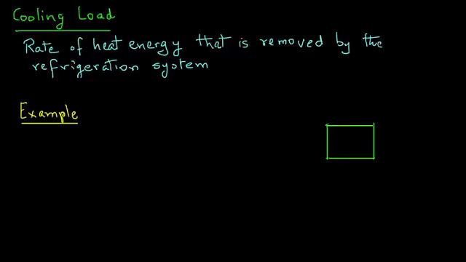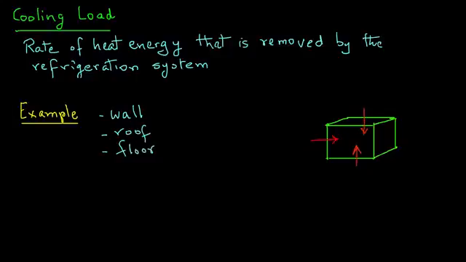Let's say that we have a room that we want to cool down to a certain temperature. So let's look at various ways that heat can actually transfer into this room. Of course, our refrigeration system will then need to remove that heat to maintain it at a certain temperature. So the heat can transfer through the walls of this room. Heat can transfer from the roof. Heat can also transfer from the floor. And also heat can come in through the door when the door is open.